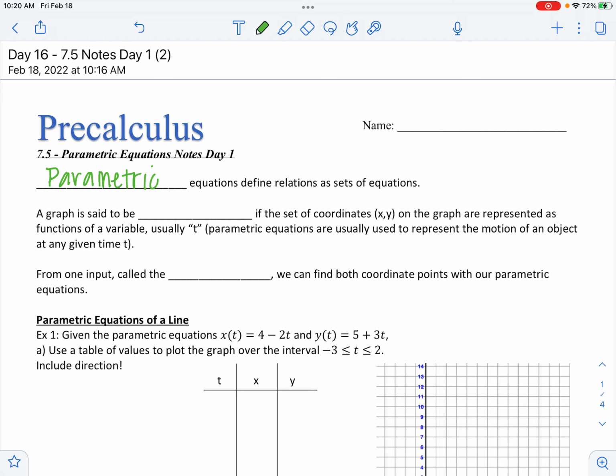A graph is said to be parameterized if the set of coordinates x, y on the graph are represented as functions of the variable, usually t. Parametric equations are usually used to represent the motion of an object at any given time t. So parameterized. From one input called the parameter, we can find both coordinate points with our parametric equations.